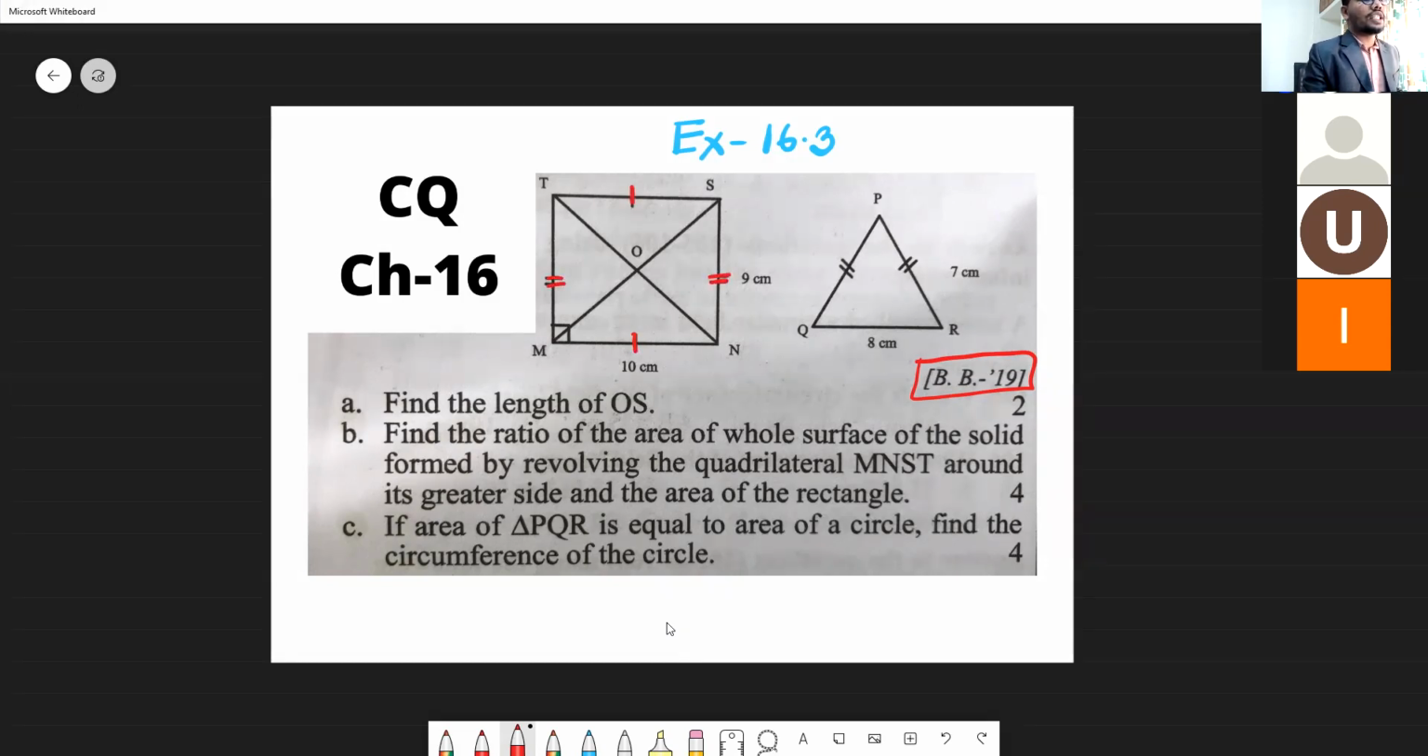With two opposite sides the same, it may be a parallelogram, maybe a rectangle. But here another piece of information is given. This is a right angle triangle. So definitely the quadrilateral must be a rectangle, whose two opposite sides are the same and each angle is 90 degree. So in this rectangle, our requirement is to find the length of OS. This is the first requirement. So now we can start here. What is the length of the OS?